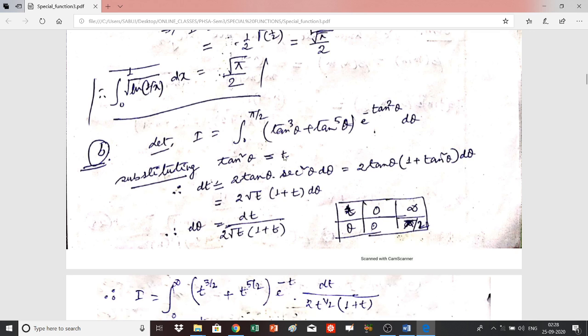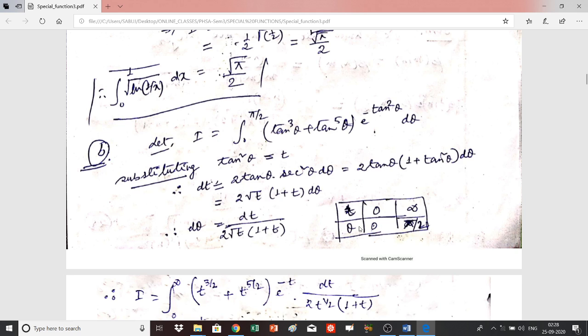From here you know that tan square theta is equal to t, that means tan theta is equal to square root of t. So that is 2 square root t, and then 1 plus tan square theta means 1 plus t, and here is d theta. So from this relation, d theta is equal to dt by 2 square root t into (1 plus t).